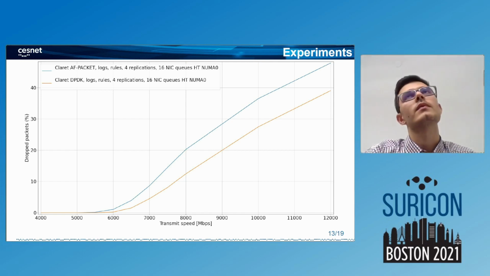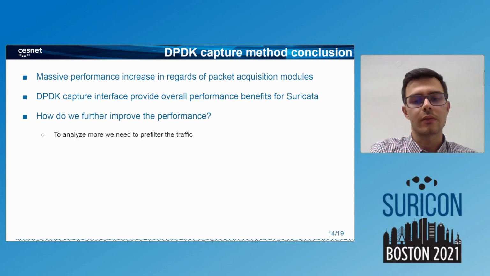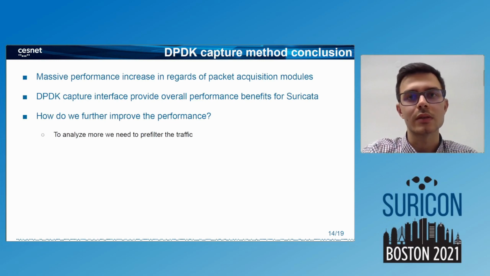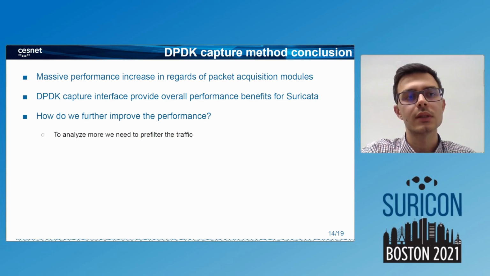So the implementation of the DPDK capture method can be considered a benefit. It can process packets at higher speeds. We could see a massive performance increase with no rules enabled, while some increase in performance with rules enabled. It was able to help Suricata with packet processing.